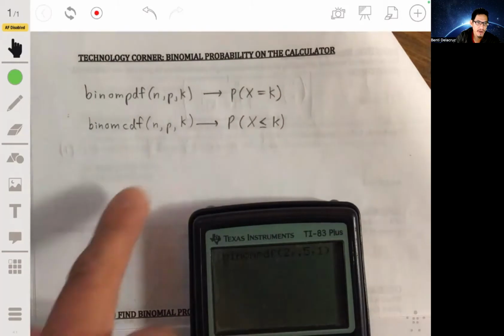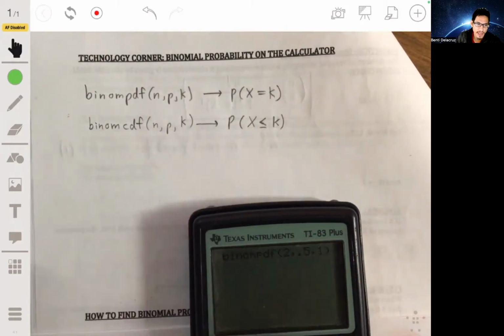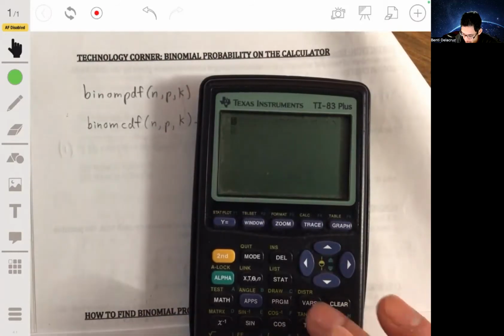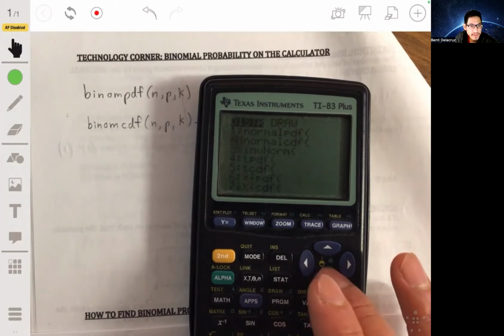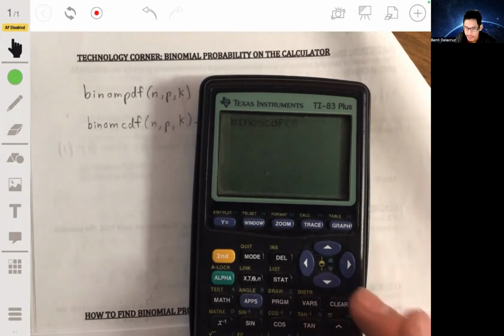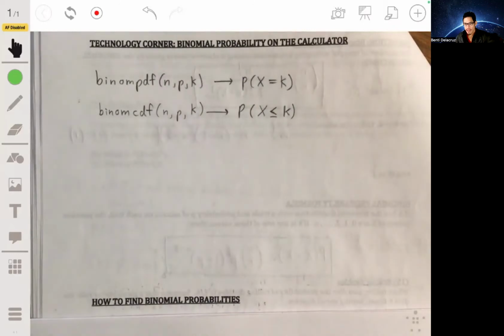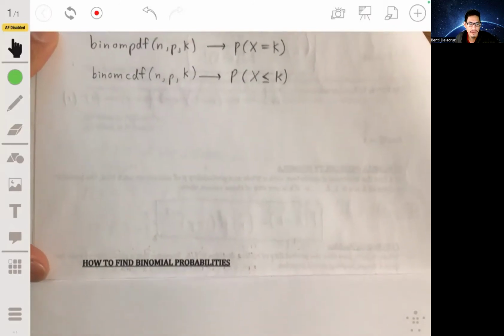Now, if you want to find the probability that x is less than or equal to k, you're going to use binomial CDF. That means binomial cumulative distribution function, if you're curious. So scroll down back to distribution. And here, n, p, k, just like usual. We're going to go through a problem in just a minute, so that's going to make it much easier to know how to use it.